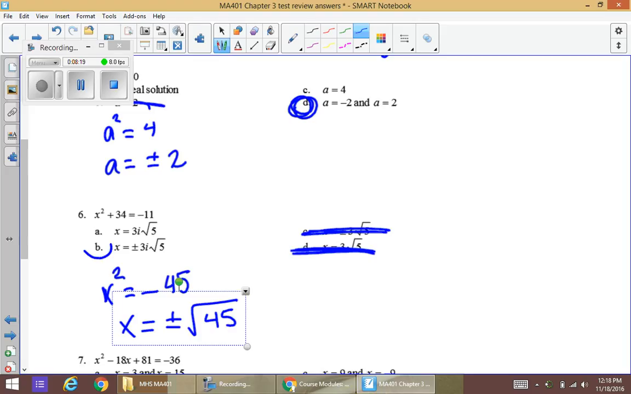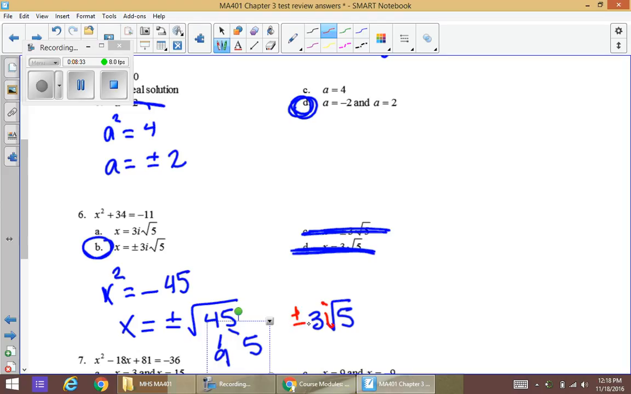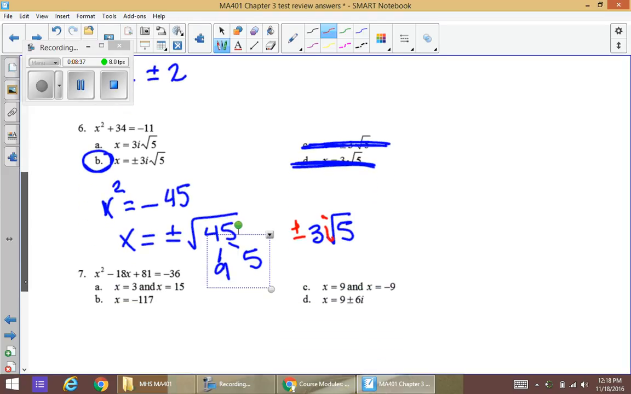But just in case you're wondering why, it's because this would be a 9 and a 5. And so ordinarily it would be 3 rad 5. But because there was a negative, you need that i there. And then of course it's plus or minus because we square rooted. So that's why that choice works.